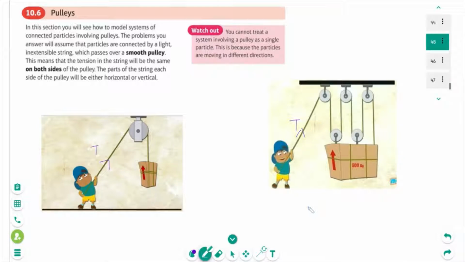So in chapter 10, the kind of pulleys you'll be looking at are smooth pulleys. A smooth pulley means there is no friction in the pulley, so that means that the tension on either side is going to be the same.